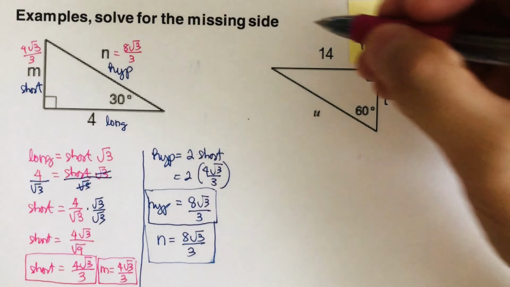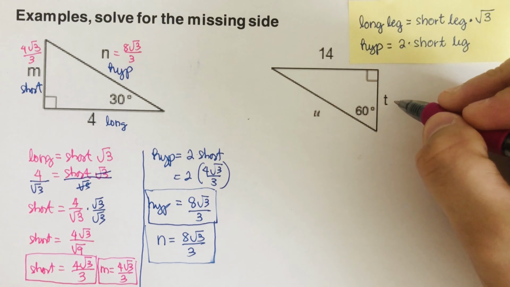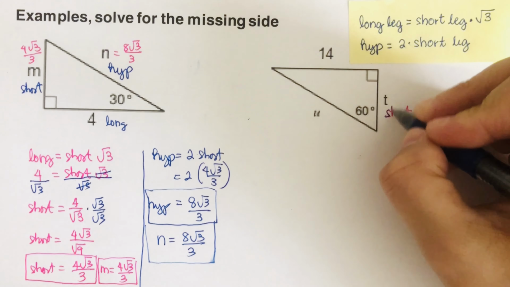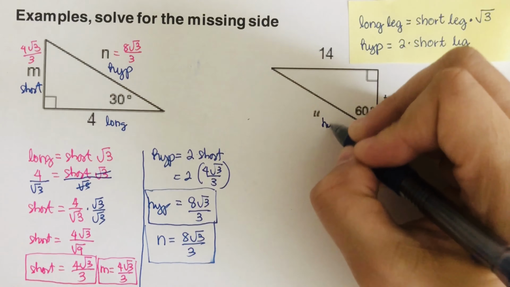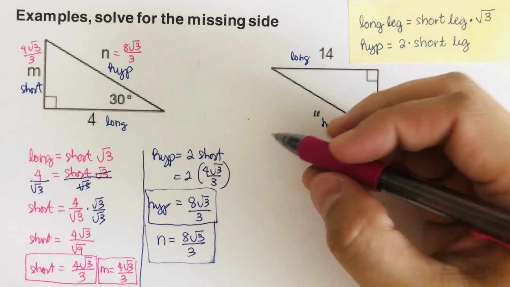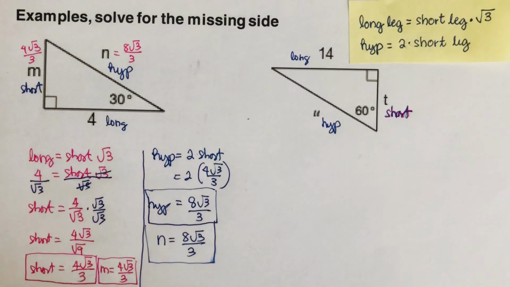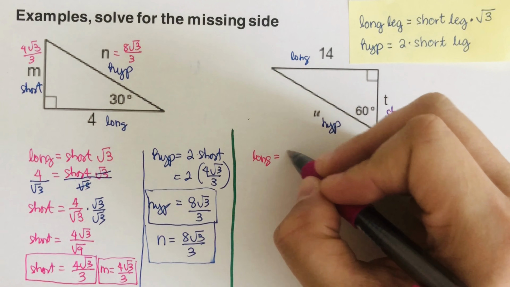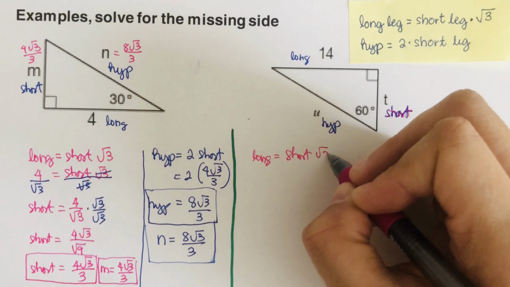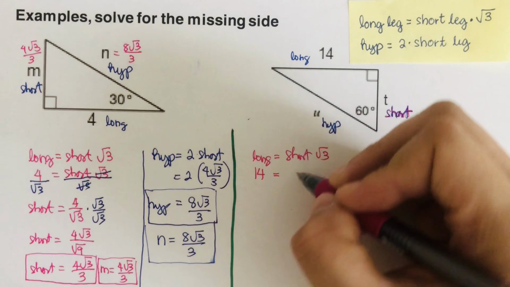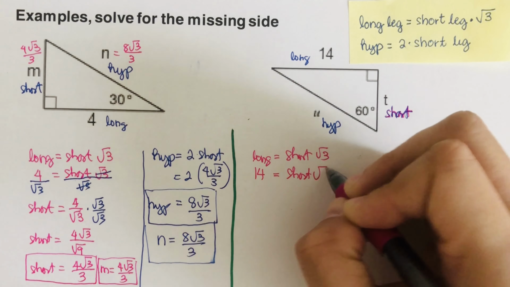Okay, so again, we label these parts. This is the short right here, this is the hypotenuse, and this is the long. We're going to use the formula for long, since long is given. Long is equal to short times square root of 3. Our long here is 14, so 14 equals short times square root of 3.